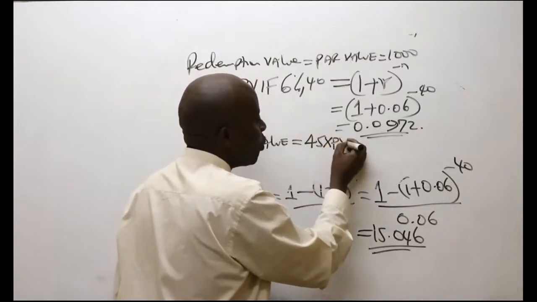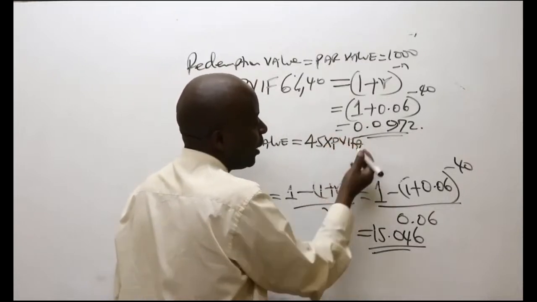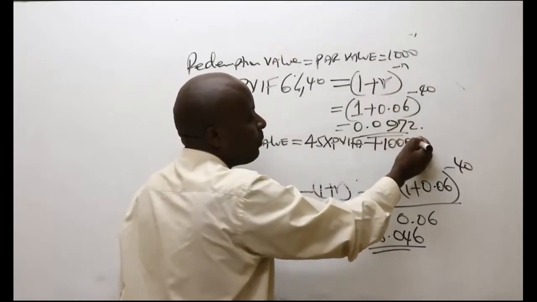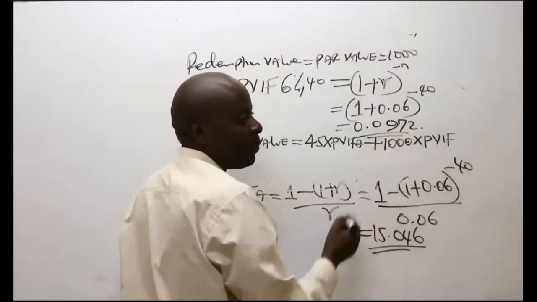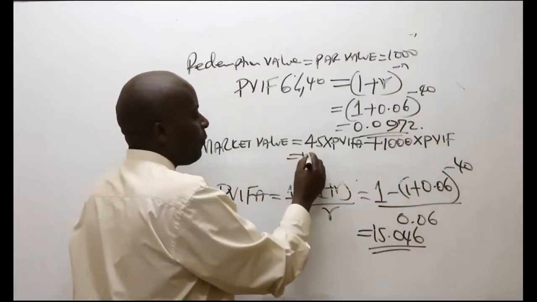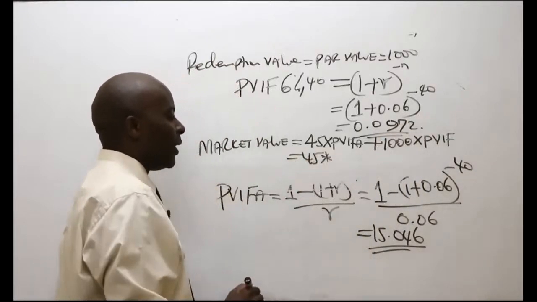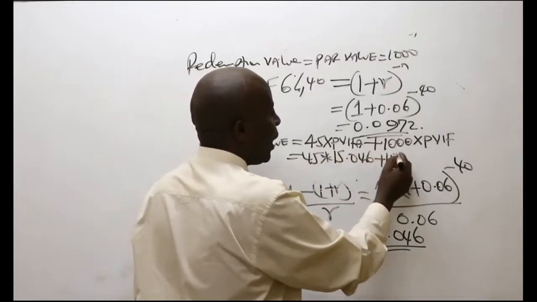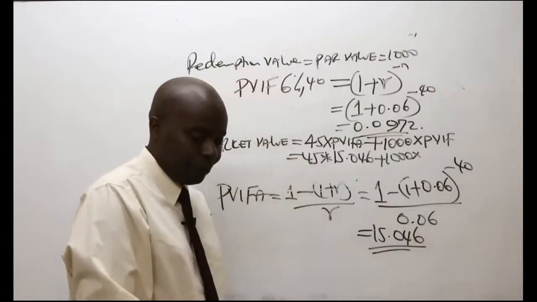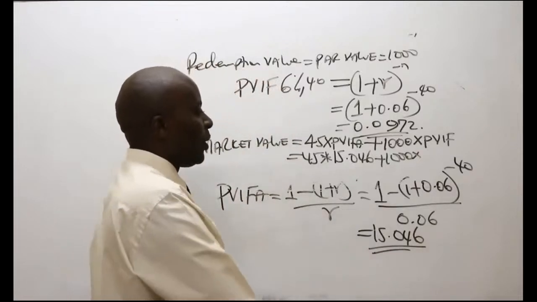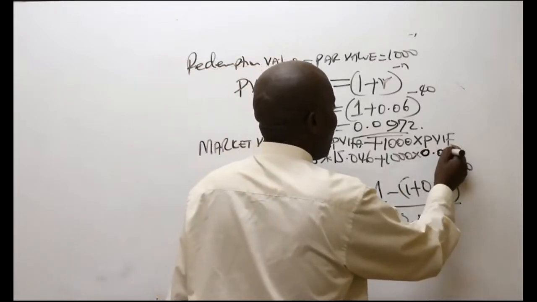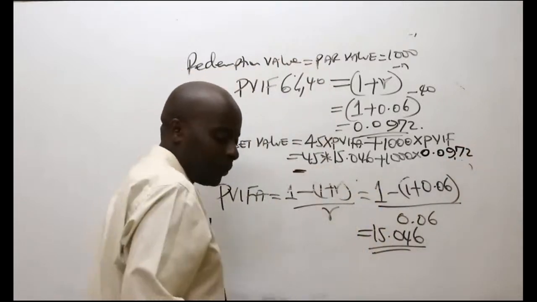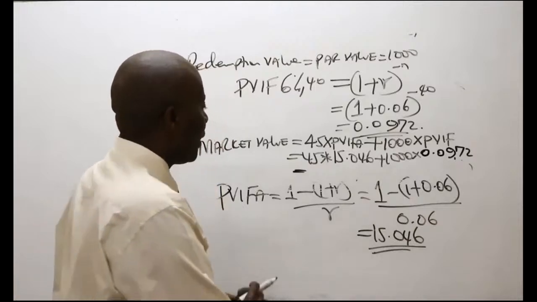45 is to be multiplied with the PV that we have obtained, plus the redemption value, which will only come once, multiplied by the PV. So this will be 45 multiplied by the PV that we have here, which is 15.046, plus 1,000 times 0.0972. So could you kindly give us this figure?